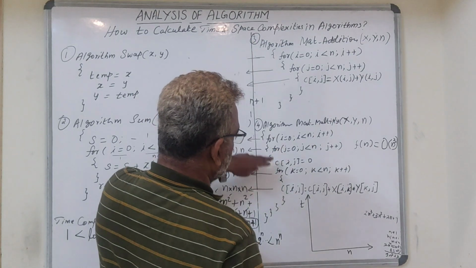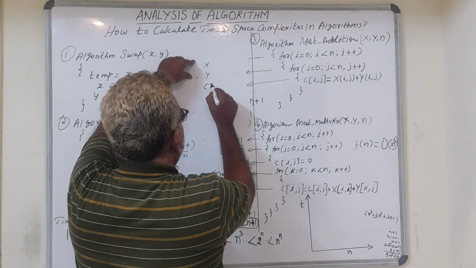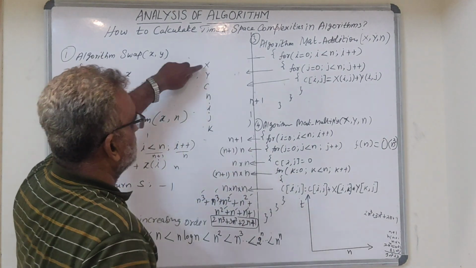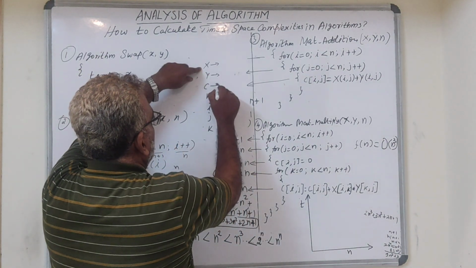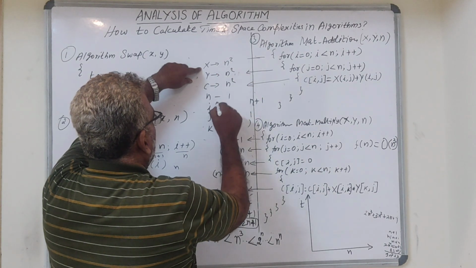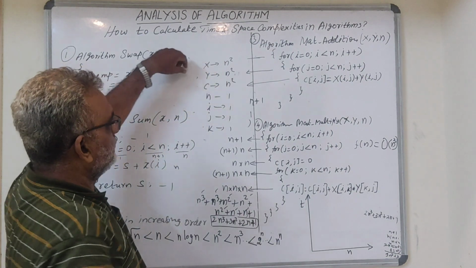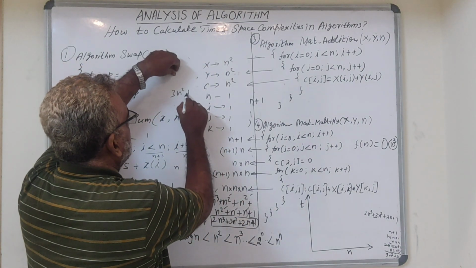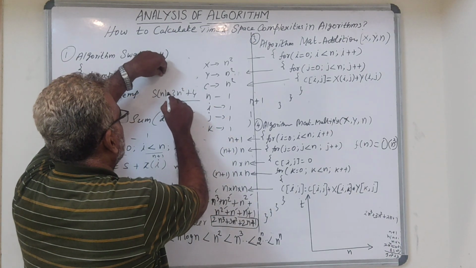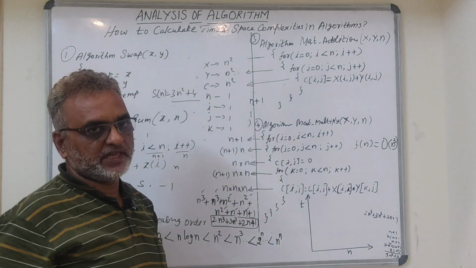As far as space complexity is concerned, we have the variables x, y, c, n, i, j, k. So these are the variables. In this, all these three are matrices. So n square, this is n square, this is n square, and all other things are scalar variables, each consuming one memory location. So this is 3n square plus 1, 2, 3, 4. So this is the space complexity function for this algorithm, matrix multiplication.